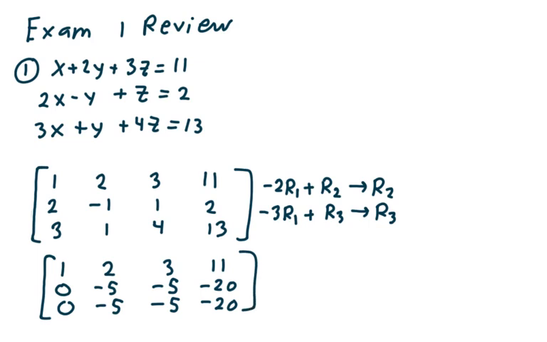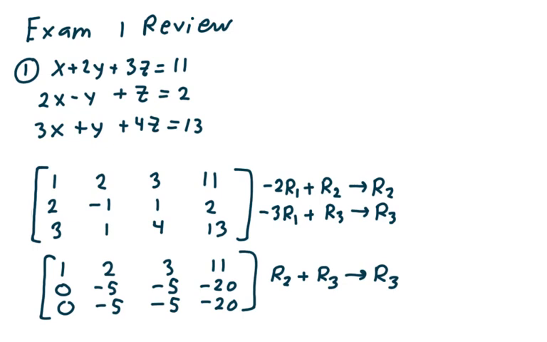Now, there's a couple of options that we can do here. What I would suggest is take row 2, add it to row 3, and put the result back into row 3. So we'll start there.